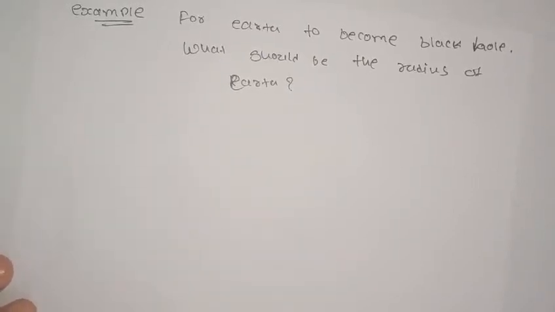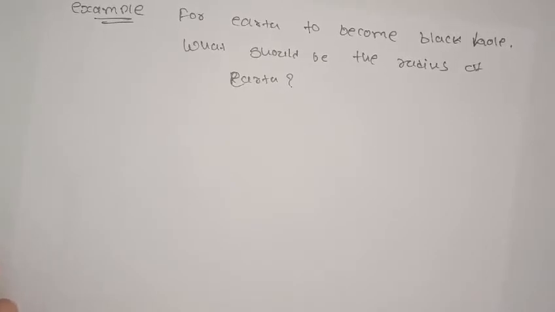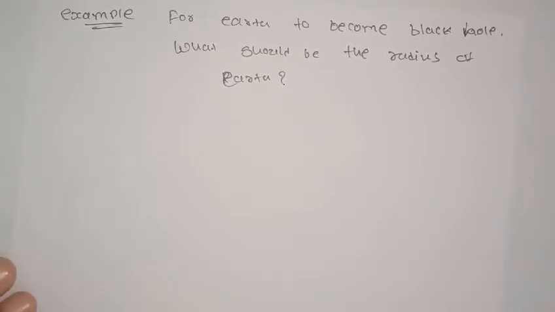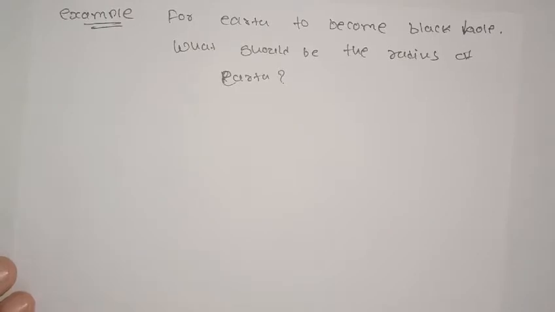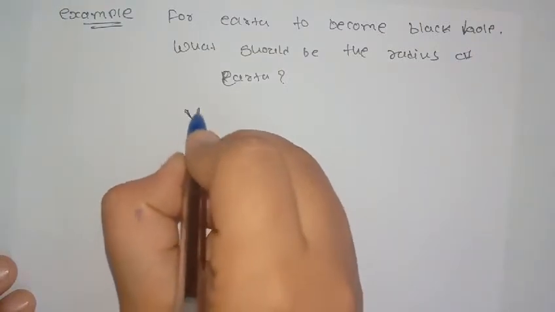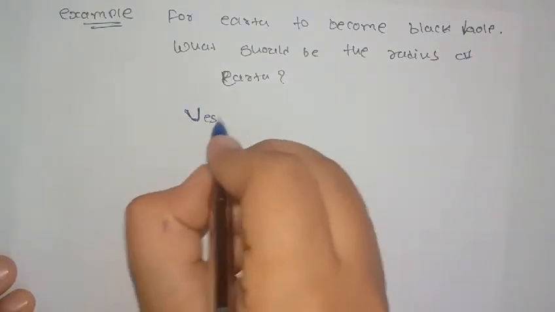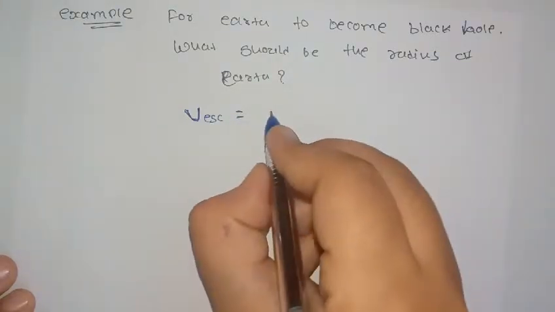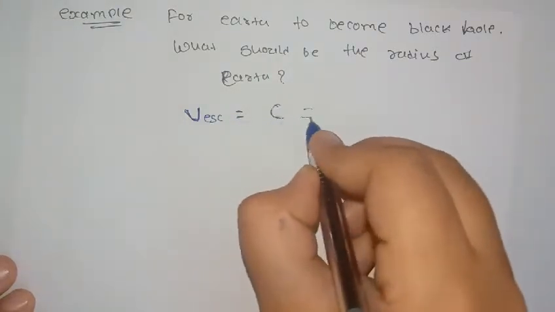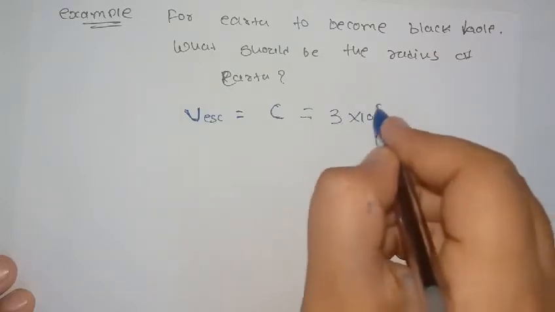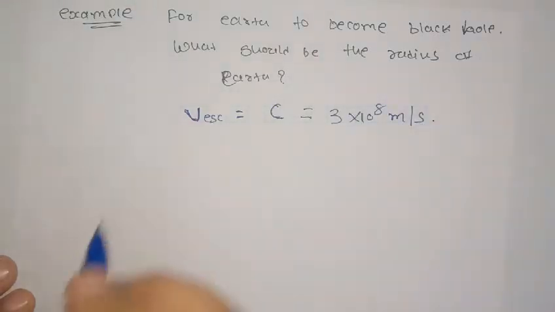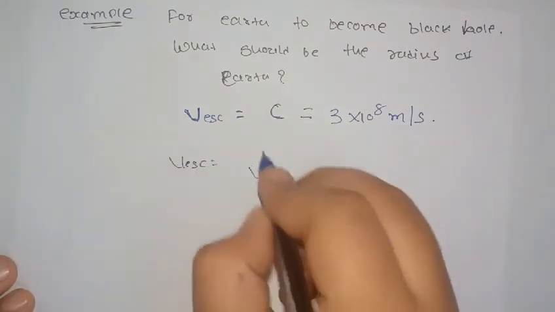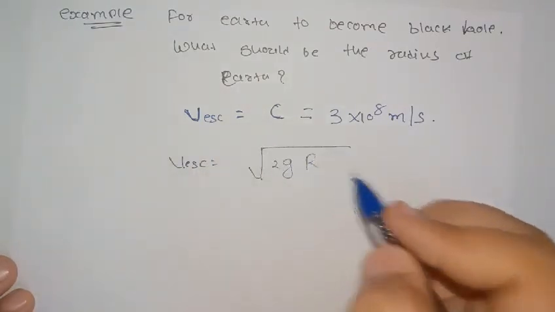In this question, for Earth to become a black hole, what should be its radius, keeping the mass constant? Here, a black hole is a celestial object from which even light cannot escape. So, for any object to be a black hole, the escape velocity from it should be at minimum equal to the speed of light, that is equal to 3 into 10 power 8 meter per second. v escape is given by under root 2 G M upon r.